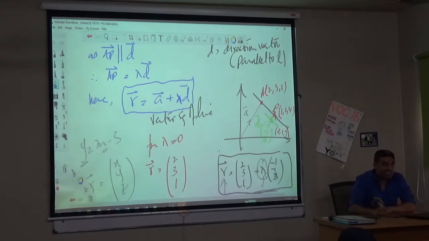So whatever the length of D is, I don't know what it is yet, but there will be some length. So this point is 2 times the direction vector. So whatever is the length of D, which we can easily find.